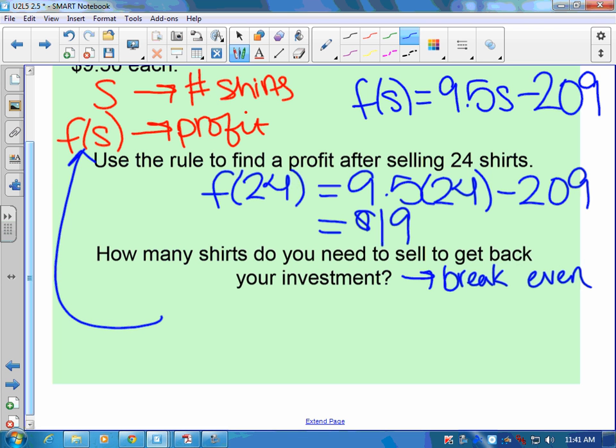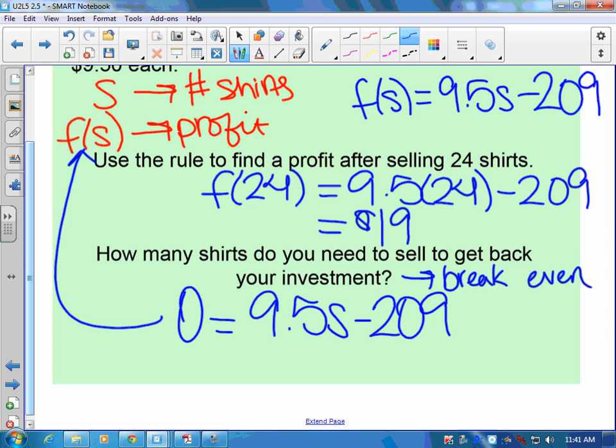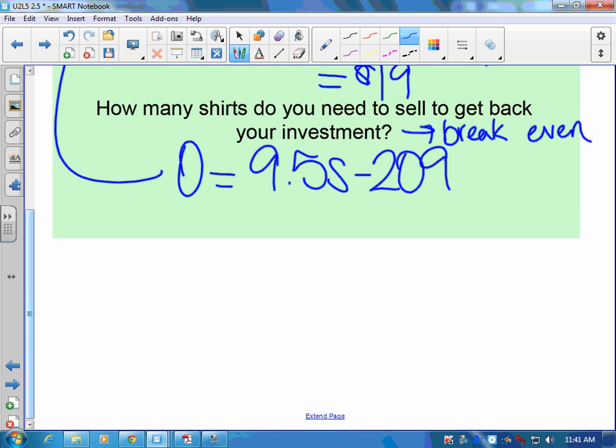What is 0 if I break even? The profit. What represented our profit? F of S. So I have to replace F of S with 0, because if I break even, I make $0. I've simply just made back my investment. Now what I need to do is solve for S. I have to figure out what S is.